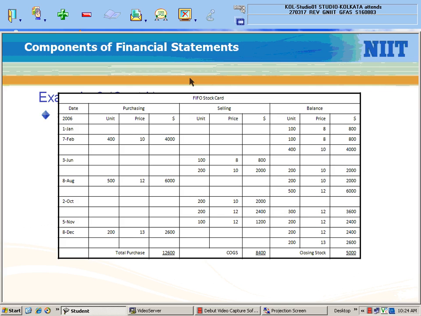So, the company maintains a perpetual inventory system. They maintain what is called a FIFO stock card. The same example I am looking at is in that scenario where the company maintains a perpetual inventory system by maintaining a FIFO stock card. Manually, it is done like that. In a computer system, the computer will keep those records.